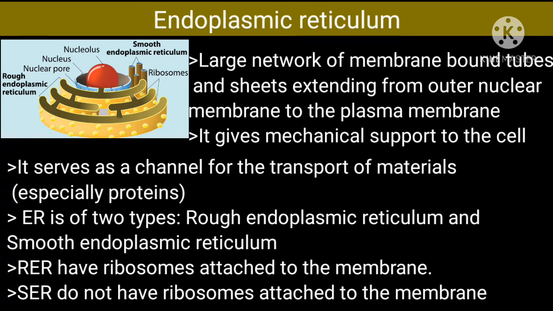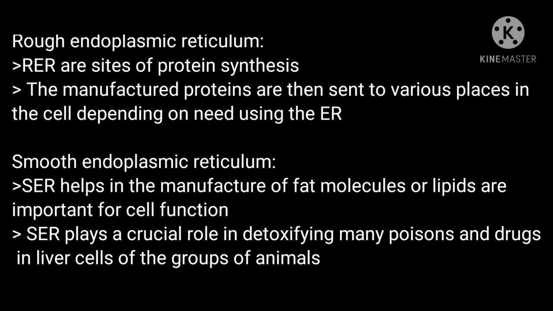Rough endoplasmic reticulum has ribosomes attached to the membrane, and smooth endoplasmic reticulum do not have ribosomes attached to their membrane. Rough endoplasmic reticulum, RER, are sites of protein synthesis. The manufactured proteins are then sent to various places in the cell depending on need using the endoplasmic reticulum.